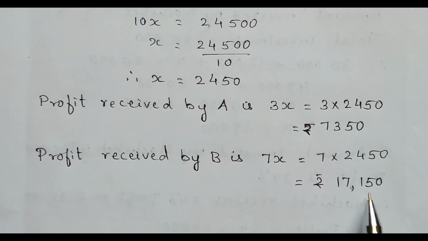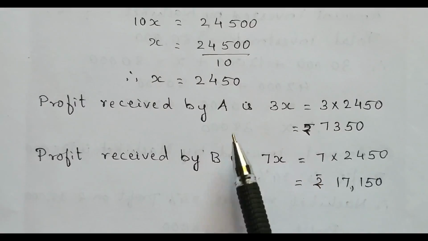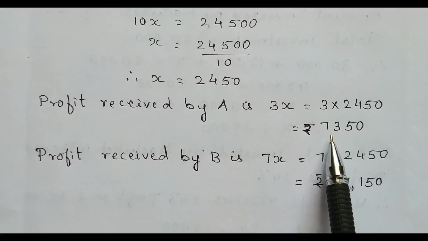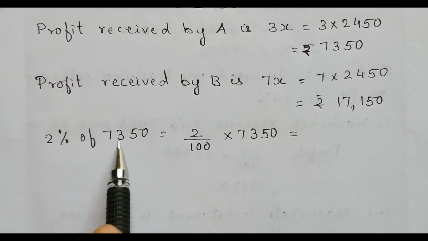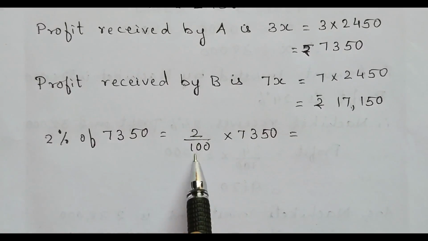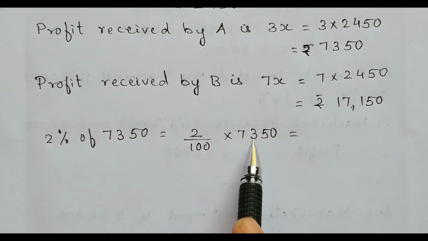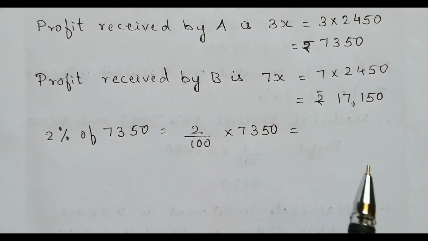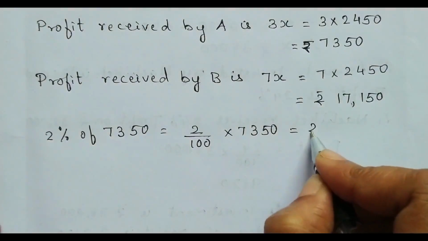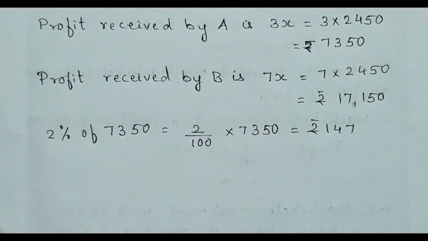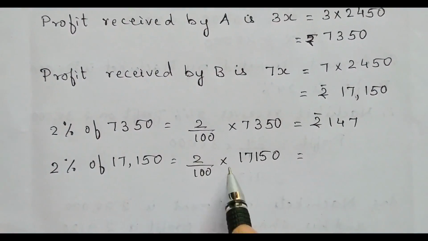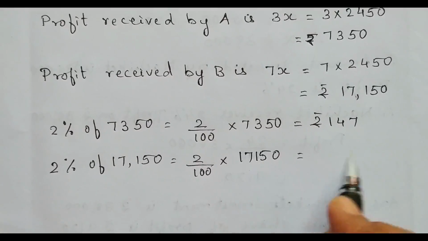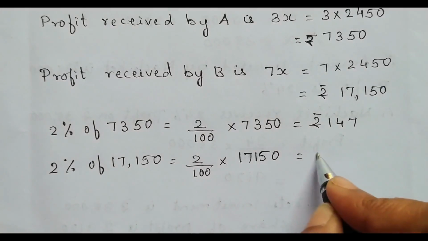Now both of them gave 2% of their profit to the Soldiers Welfare Fund. So let's calculate the contribution made by both A and B. We have to calculate 2% of the amount received by A and B. 2% of 7,350 means 2 upon 100 multiplied by 7,350. That is equal to rupees 147. 2% of 17,150 means 2 upon 100 multiplied by 17,150. That is equal to rupees 343.